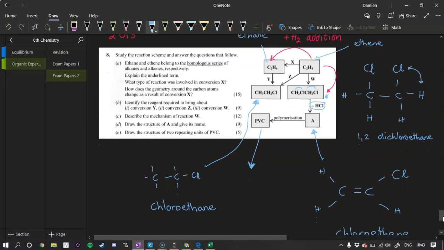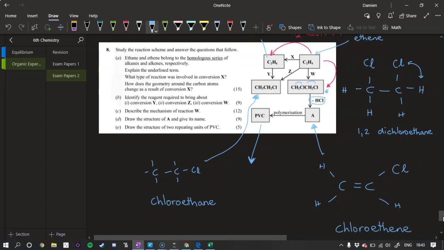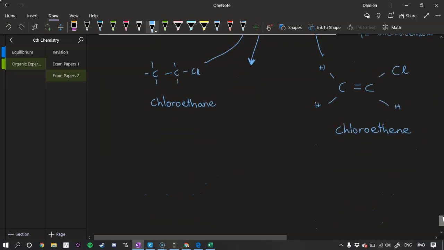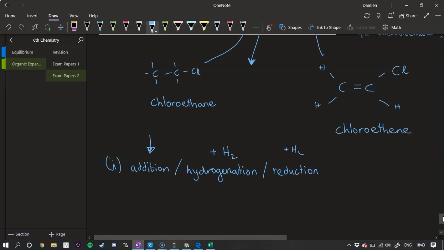What type of reaction was involved in the conversion X? And we've actually described it already. We have an addition reaction. Also, not only for that, you can write an addition reaction will do, but you can also put in hydrogenation, because if you look at this, you're adding hydrogen, so that's hydrogenation. And also it's a reduction reaction as well. We've seen that anytime we're reducing, we always add H2. Now for me, I would just go with the addition reaction. It's the easiest one to remember, and any one of those will answer that.